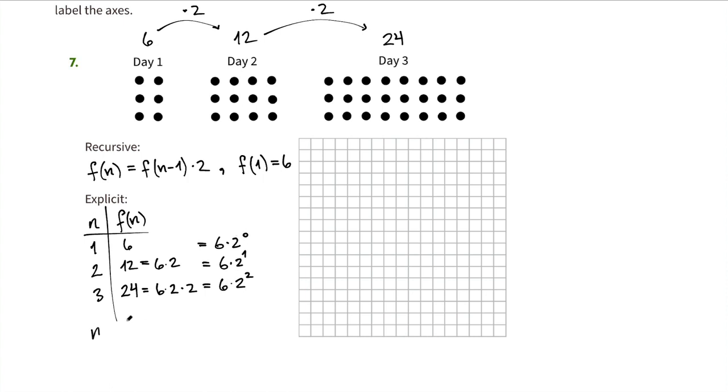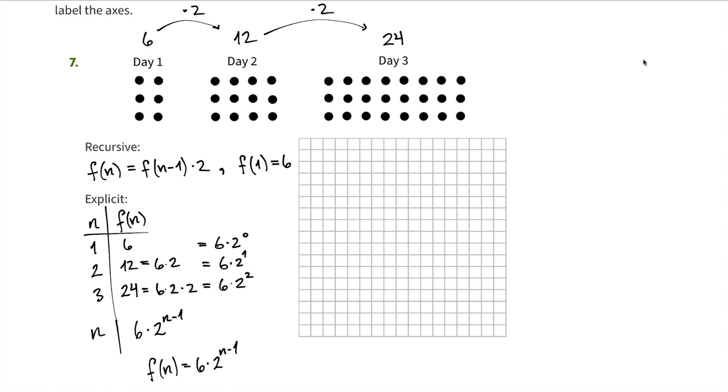that for the nth term, we have 6 and then times 2 raised to a number that is changing here. That number is always 1 less than n, or in other words, n minus 1. So our explicit function, f of n, is that expression, 6 times 2 to the n minus 1.